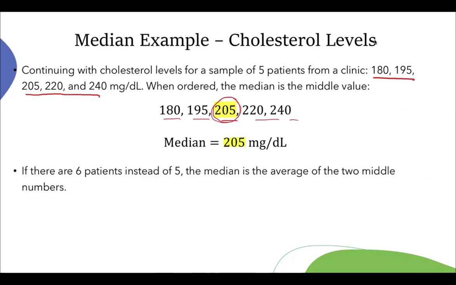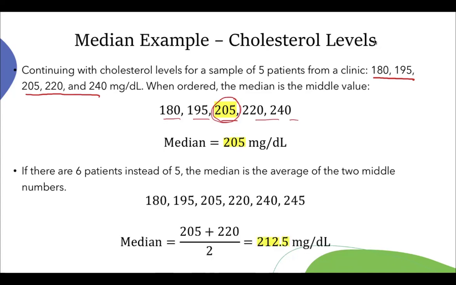So if we add a sixth patient here, and there's no one middle number, we have to take the average of the two middle numbers. So adding a sixth patient, in this case with cholesterol level 245, we have two middle numbers now, 205 and 220. So the median is the average of the two of them. So adding 205 plus 220 divided by 2, we have a median of 212.5.